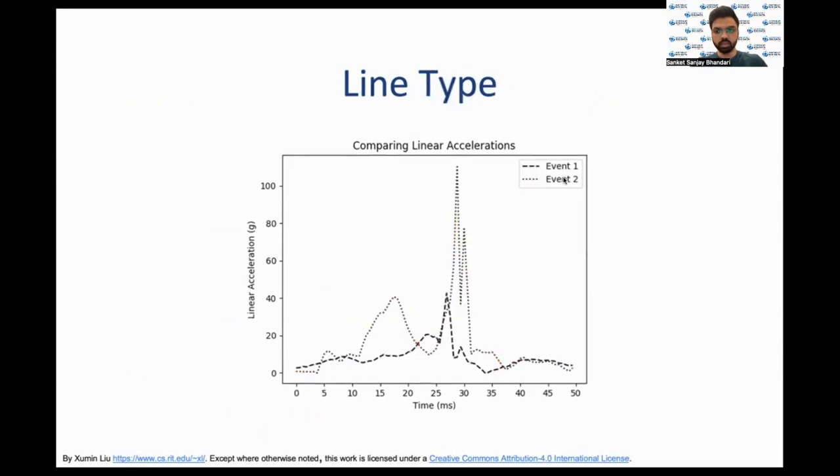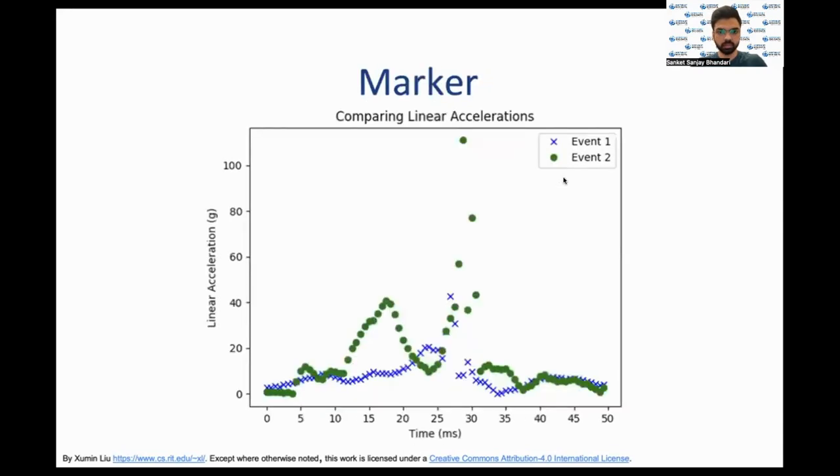This figure shows the usage of line styles to differentiate two events. In the earlier slide, we saw that we used different colors. Here, we are using different line styles to differentiate two events. This is an example where the usage of color and styles of markers are used to differentiate two events, event one and event two.